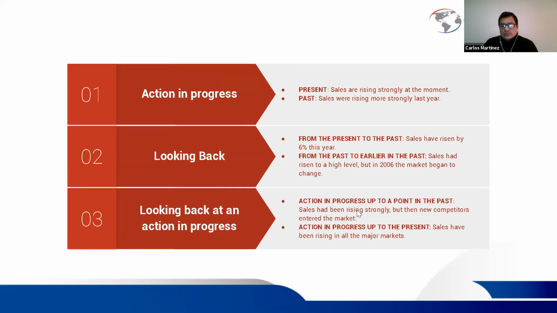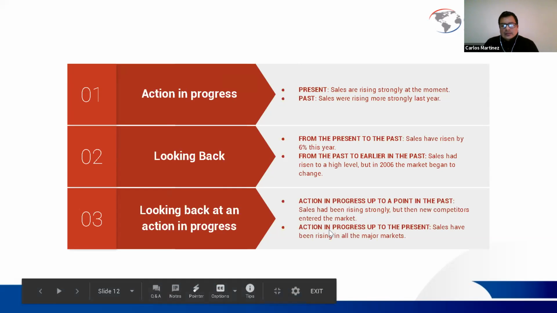And looking back at an action in progress up to a point in the past: sales had been rising strongly, but then new competitors entered the market, okay? So something was happening in the past until a certain moment. And then action in progress up to now: sales have been rising in all the major markets. That means that they started in the past and continue now.